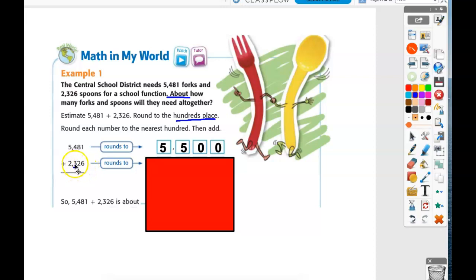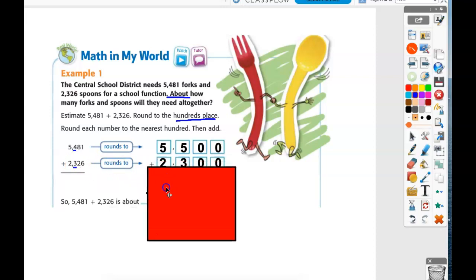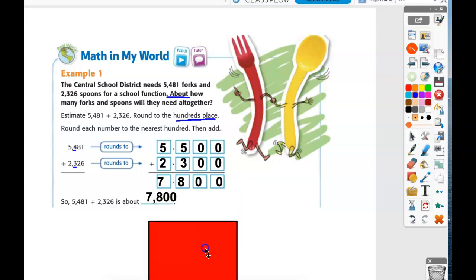2,326, again, rounding to the nearest hundred place. Looking at this guy, he is not 5 or more. So the hundreds place is going to stay at a 3. So when we round, that's going to round to 2,300. And then all I need to do is to add. Well, when you have numbers that end in zeros, it's very easy to do. So the correct answer is they need about 7,800 forks and spoons altogether. Wonder what they're eating for all of those forks and spoons. All right, and again, boys and girls, when we're rounding to add, we're not getting the exact answer. All right, let's look at the next problem.